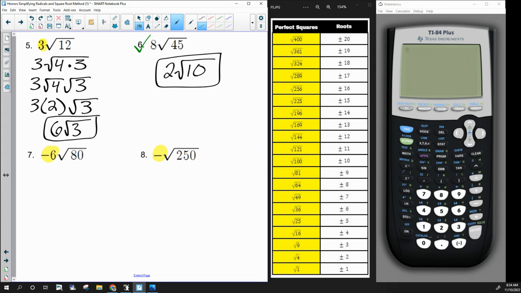3 square root of 12 simplifies to 6 square root of 3. If you type both of those in your calculator, as different as they look, it's the same thing. It ends up being like 10.01 or something.